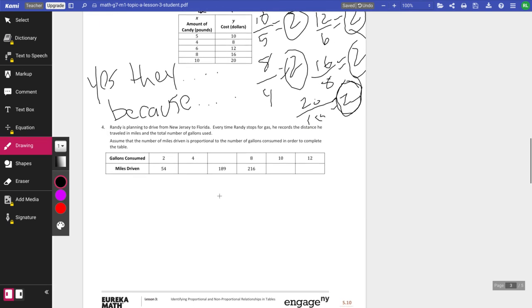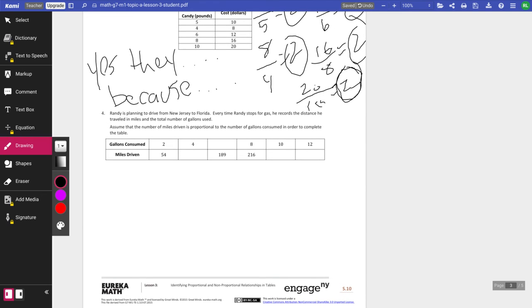Okay. Number 4. Randy is planning to drive from New Jersey to Florida. Every time Randy stops for gas, he records the distance he traveled in miles and the total number of gallons used. Assume that the number of miles driven is proportional, which means that we're going to have the same rate, to the number of gallons consumed in order to complete the table, which means that there's no funky math. Whatever we're doing in data set A, we're going to do in B, we're going to do in C, and D, and E, and F.